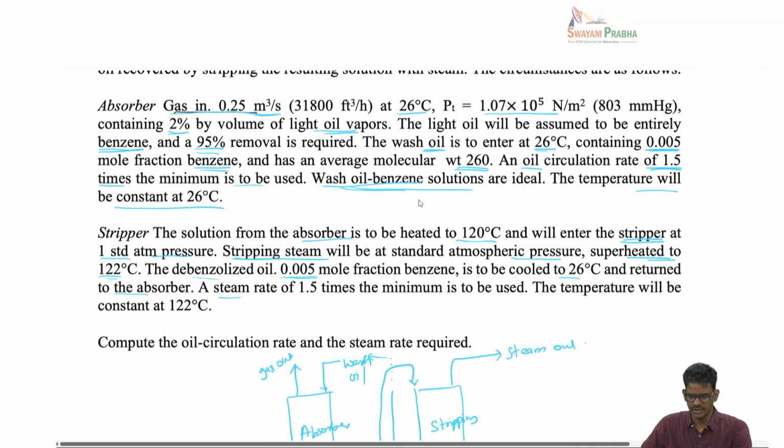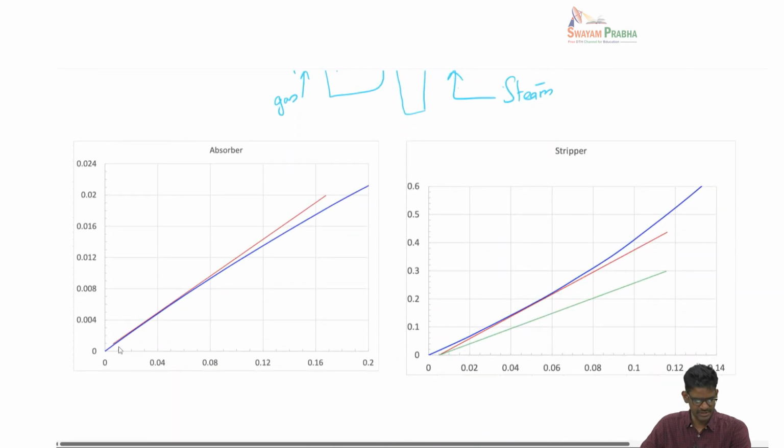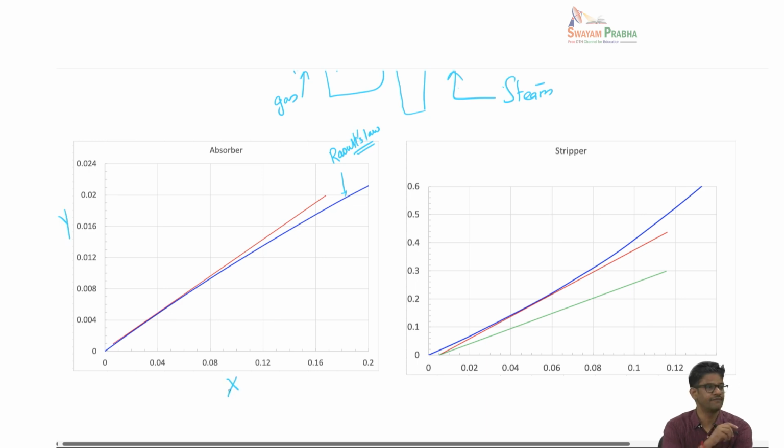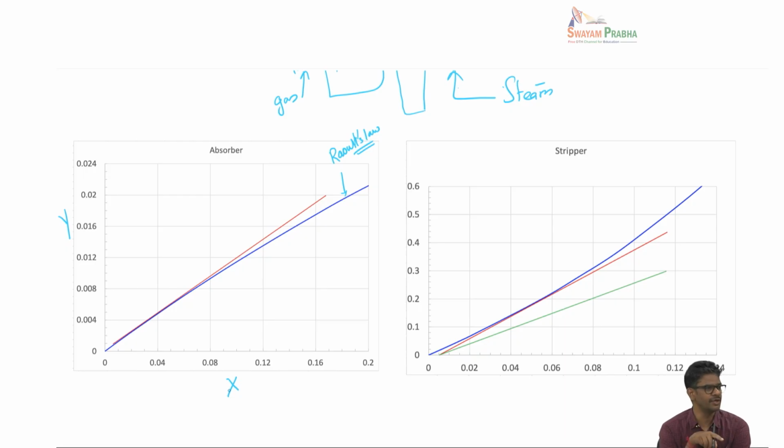Let me also show you quickly. Here you can see that the data is given in terms of Raoult's law. Raoult's law is plotted here as the blue line. You can see this line is not a straight line but slightly curved, because this is plotted in mole ratio units. Only in mole fraction units is it a straight line. When you convert into mole ratio units, it will have a slightly curved nature.